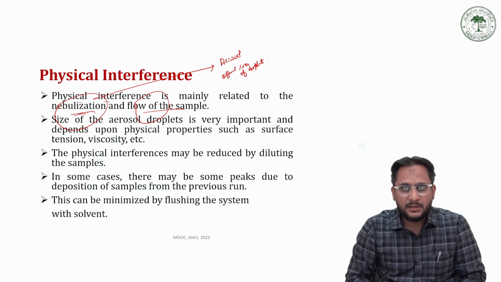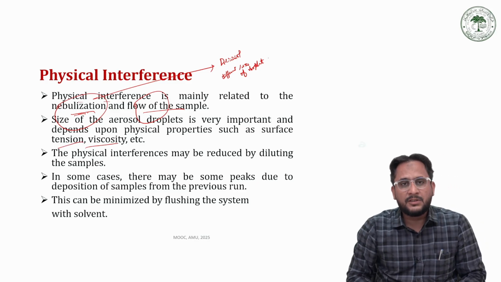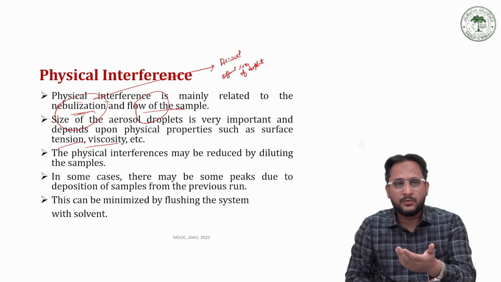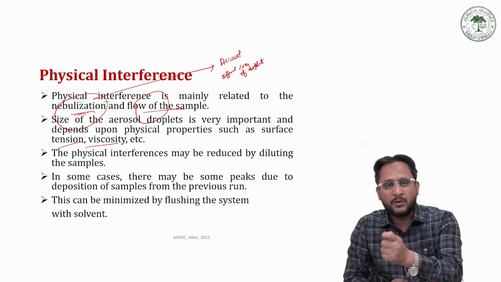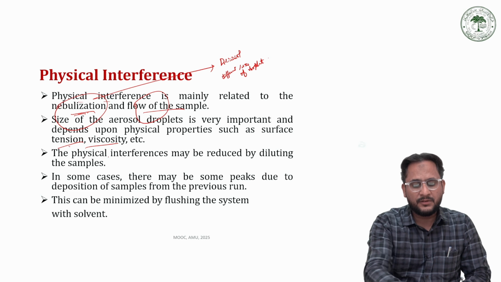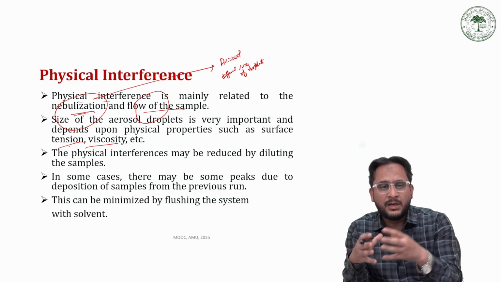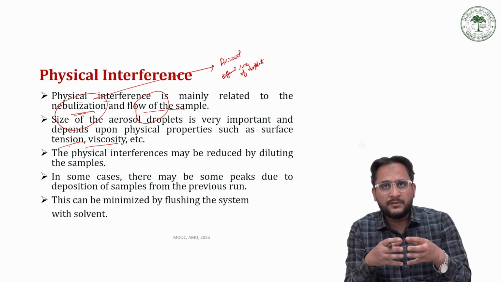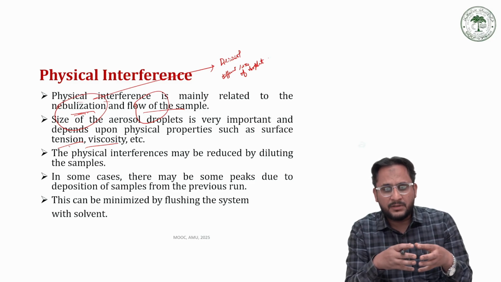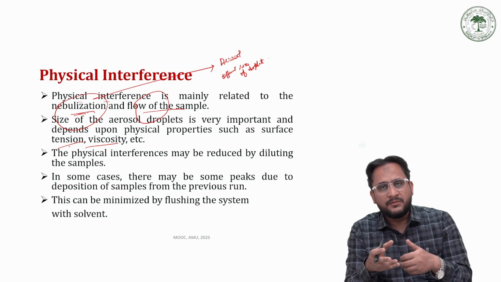One more thing which creates physical interferences is the difference in viscosity of the solvents. If the solvent is very viscous, it is very difficult to convert it into small uniform aerosols. Sometimes the viscosity or the surface tension of the solvent is very high, and it is very difficult to convert that into a uniform aerosol. As I said, if the droplets are very large or very viscous, it may cause difficulty in excitation. So this ultimately causes physical interferences.